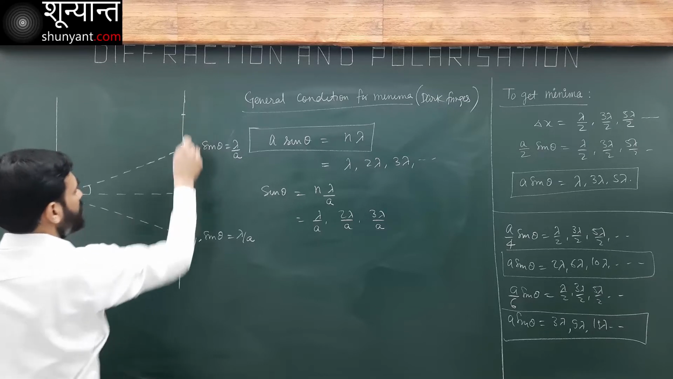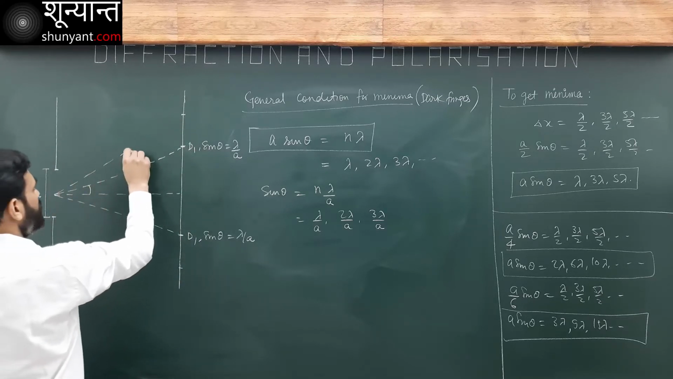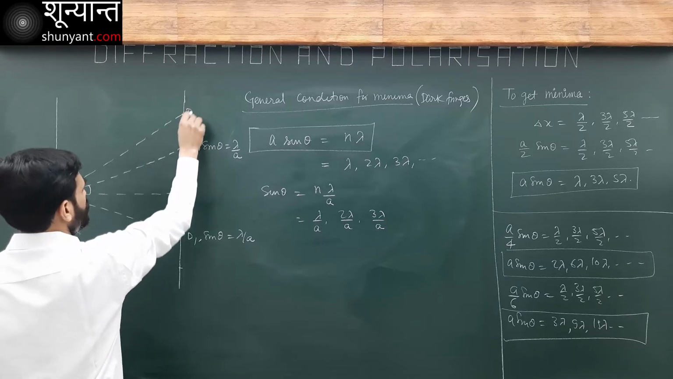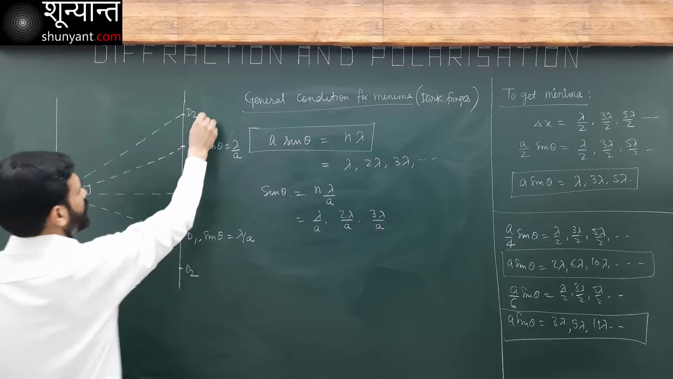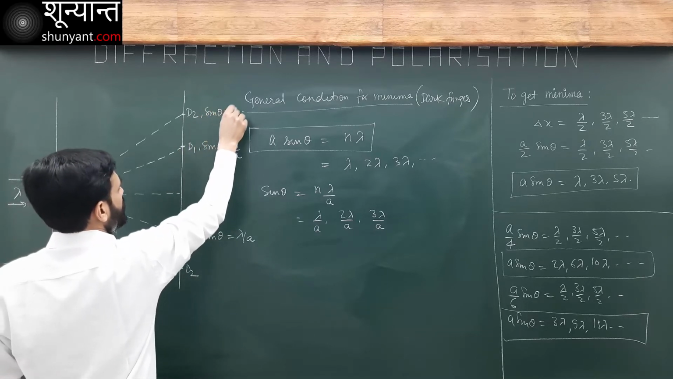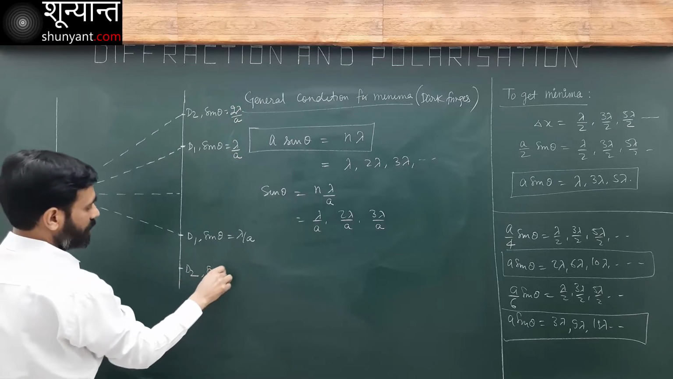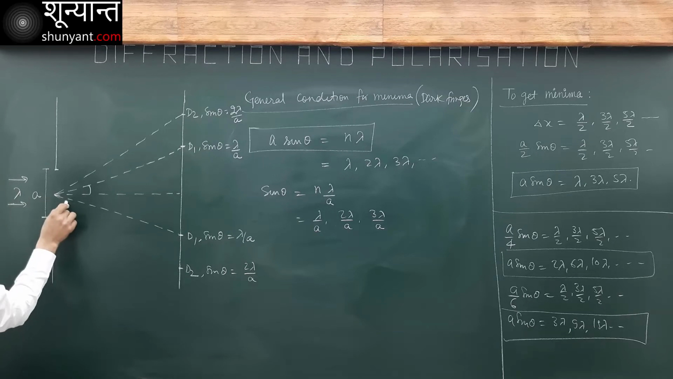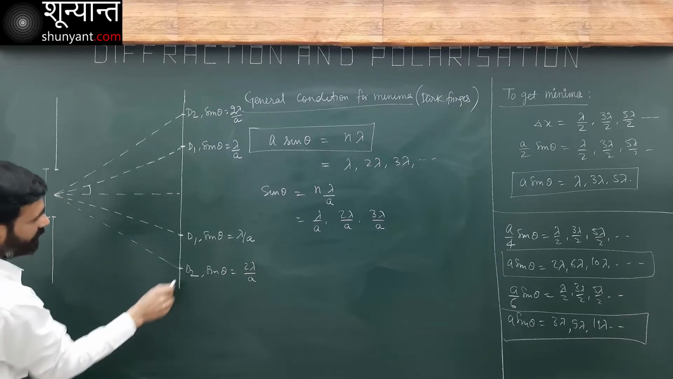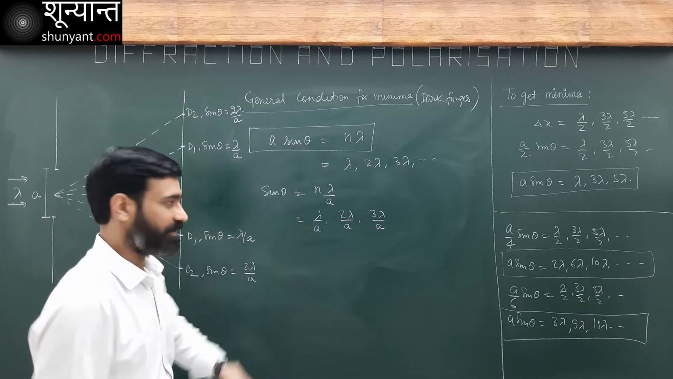Okay, let me say it is here. I have to draw a few more information here. Okay, this is another dark fringe. This is D2. Here sin theta is 2 lambda over A, and here also sin theta is 2 lambda over A. This is the second dark fringe. These are the positions of dark fringes.